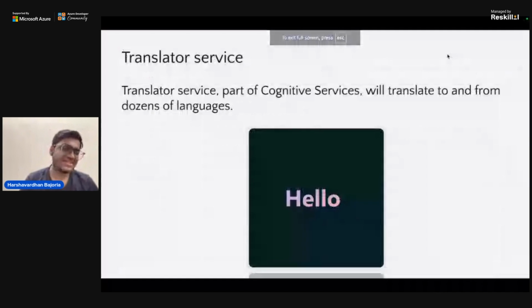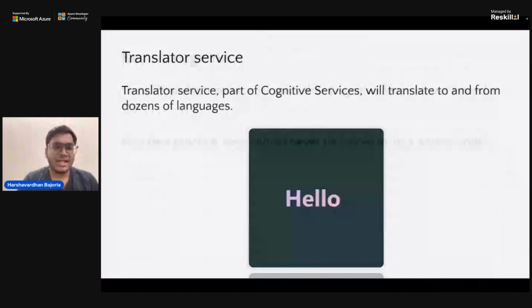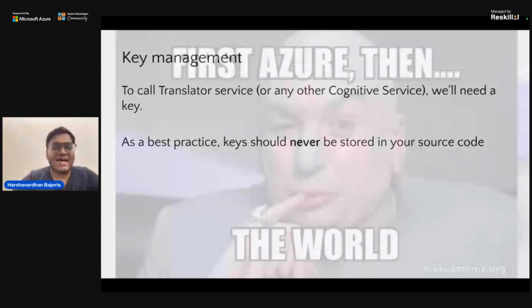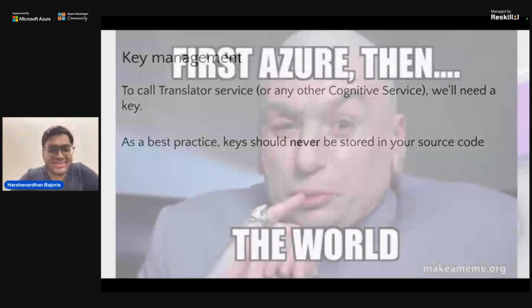Going back to our PPT, this was the translator service for you, and it's part of the cognitive service. So it's a part of the AI service. To call the translator service, as we said, you need a key and a region. It should never be stored in your source code. And now, as you've learned Azure, we can conquer the world.